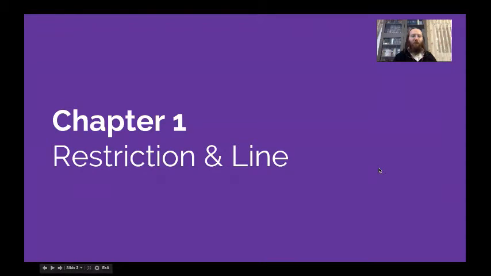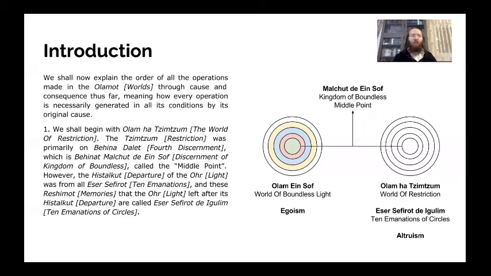Chapter 1, Rejection and Line. Introduction. We shall now explain the order of all the operations made in the Olamot, worlds, through cause and consequence thus far, meaning how every operation is necessarily generated in all its conditions by its original cause. Number 1. We shall begin with Olam HaTzimtzum, the world of restriction.